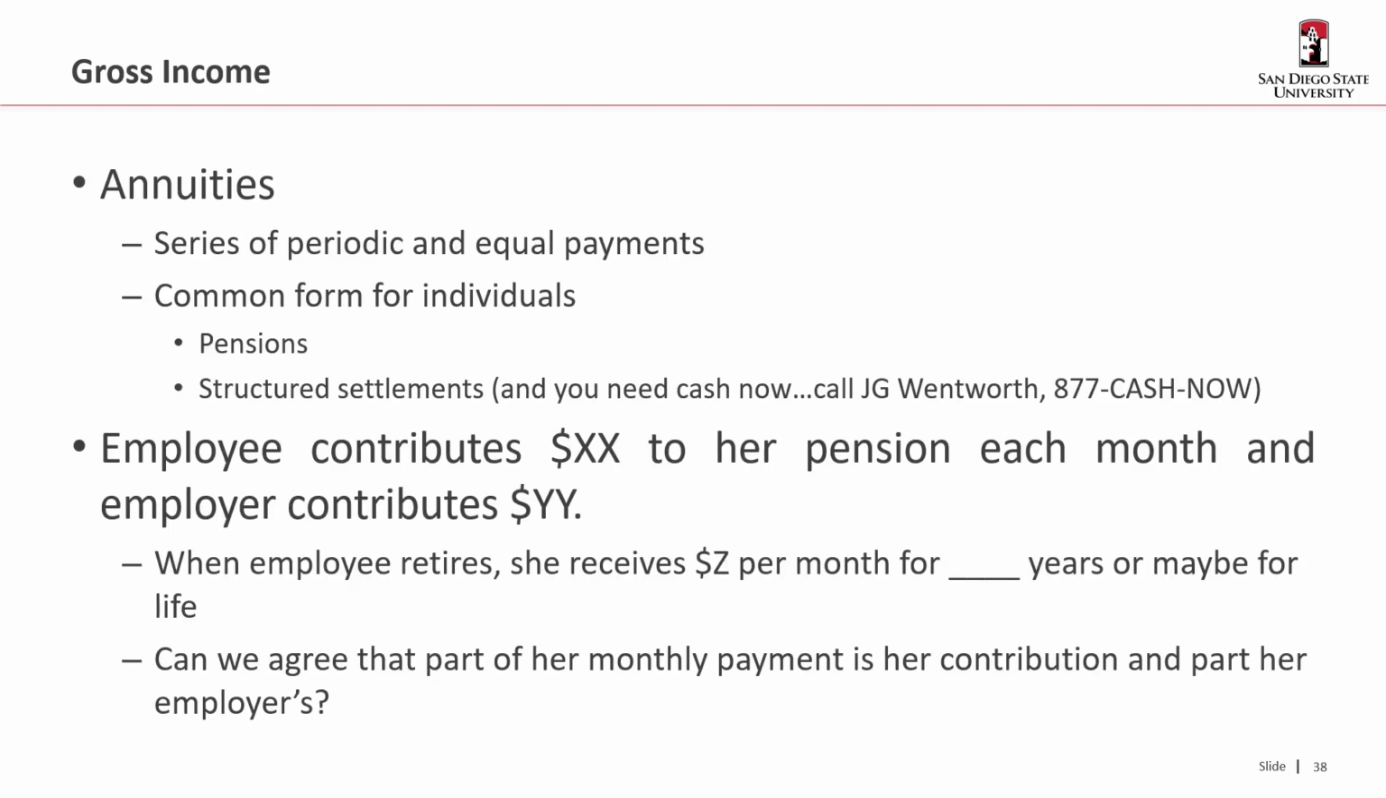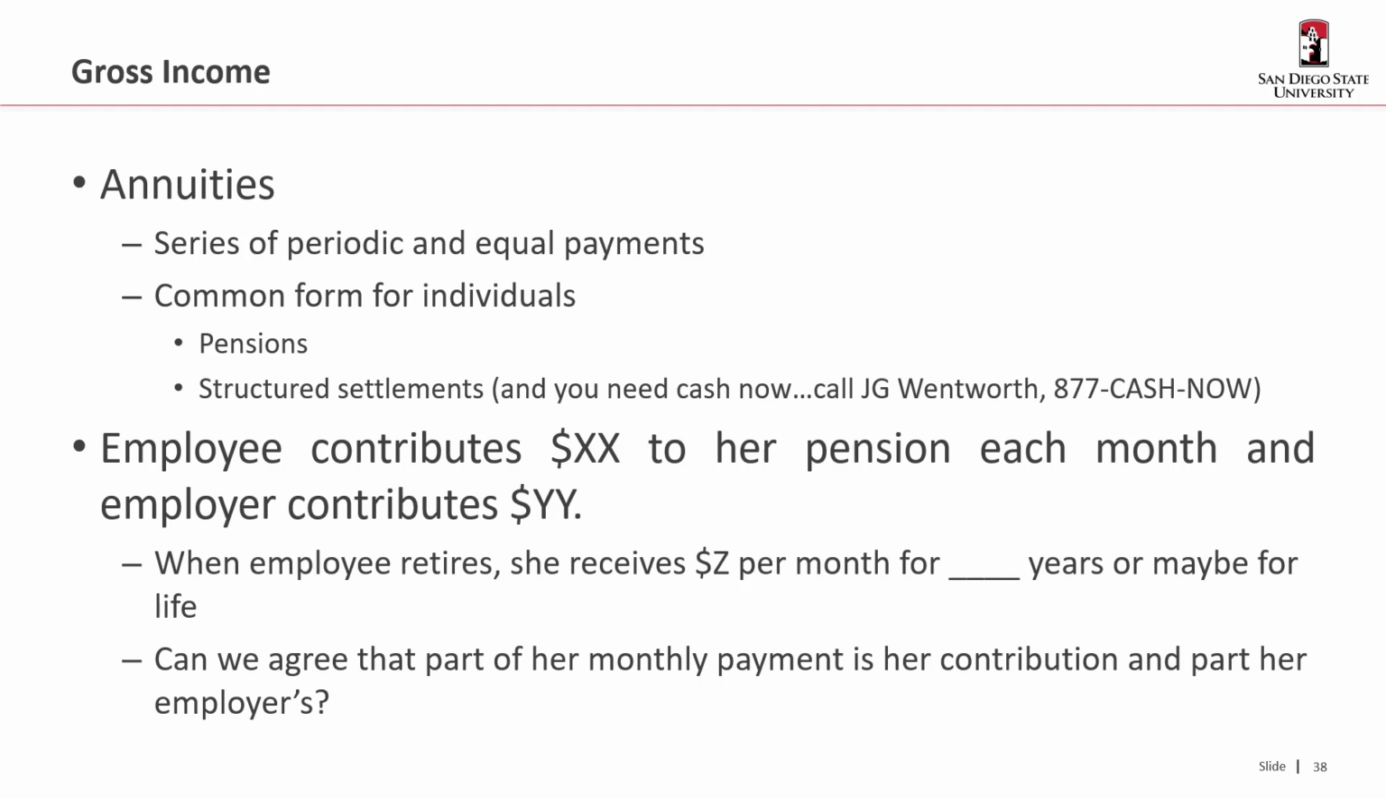Okay. Annuities are another form of gross income. Again, this isn't a finance class, so we're not going to spend a ton of time talking about annuities, but an annuity is a series of periodic and equal payments. Often you make a lump sum investment, and then you agree to have it paid out to you in the future in a series of periodic and equal payments. The common forms of these for individuals are pensions.